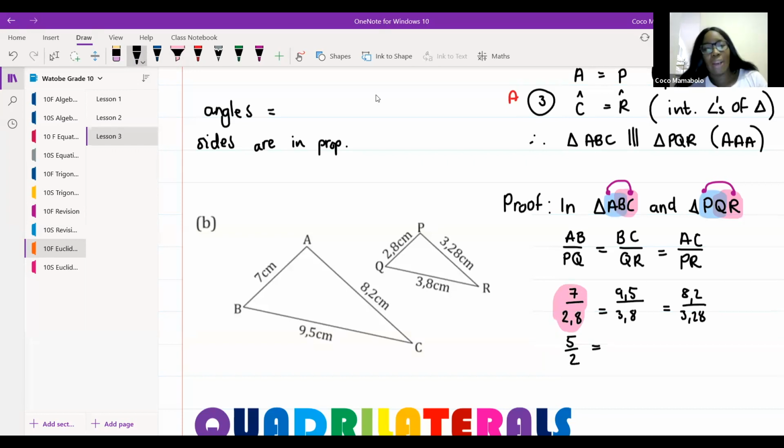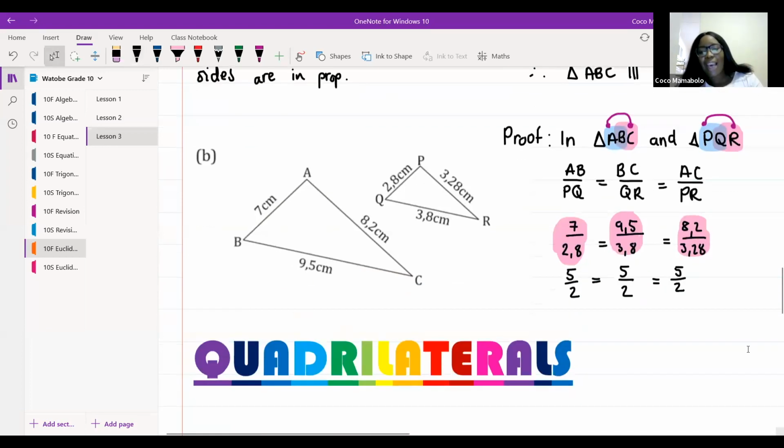Now go to the next one. Go to 9,5 divided by 3,8. Does that also give us 2,5? Yes. Which should be equal to, I guess you guys know where this is going. 8,2 divided by 3,28 should in essence also give us 2,5. Now, because all the sides give us the same proportion, we can then say, therefore, triangle ABC is similar to triangle PQR.